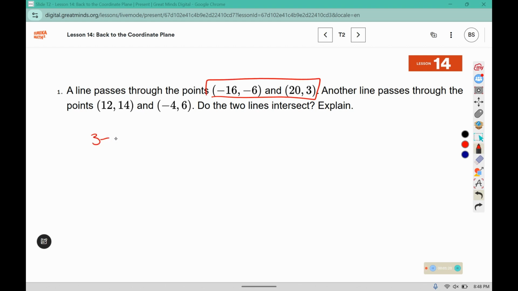y2 minus y1 divided by x2 minus x1. Remember, subtracting a negative can be changed to adding the opposite. 36 and 9 both have a 9 in common. It takes one 9 to make 9 and four 9s to make 36.